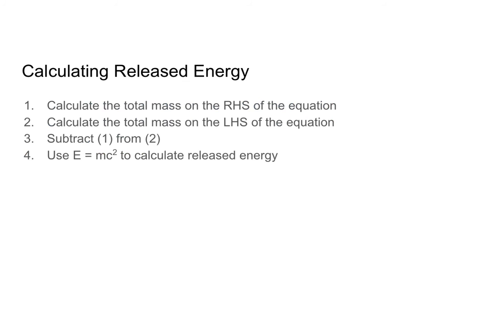So with that, let's move forward and talk about, if we have nuclear fusion or nuclear fission happening, how can we calculate the energy that's released in that reaction? What we're going to do is calculate the total mass on the right-hand side of the equation. So if we have A plus B turning into C, or A turning into B plus C, I'm going to start by calculating the mass of the right side of the equation. Then we'll calculate the mass of the left side of the equation. We'll subtract the mass of the right-hand side from the mass of the left-hand side, and that's going to give us, of course, our mass defect. And we can use E equals mc squared then to calculate the released energy.